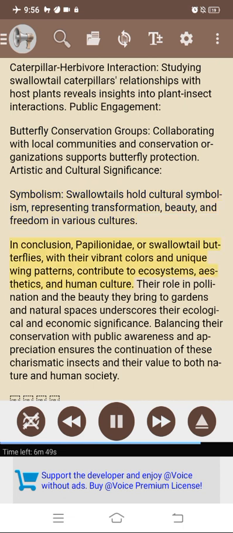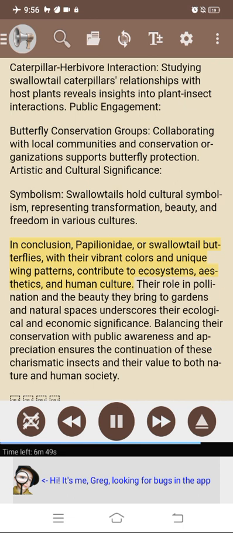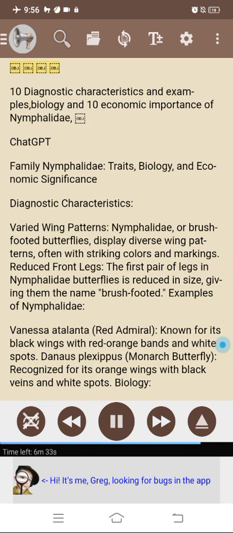In conclusion, swallowtail butterflies, with their vibrant colors and unique wing patterns, contribute to ecosystems, aesthetics, and human culture. Their role in pollination and the beauty they bring to gardens and natural spaces underscores their ecological and economic significance. Balancing their conservation with public awareness and appreciation ensures the continuation of these charismatic insects and their value to both nature and human society.